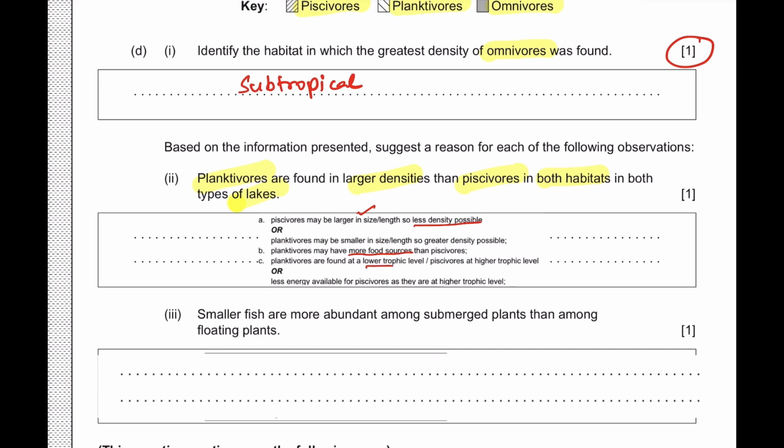Planktivores at a lower trophic level or higher trophic level, you can talk about that. So general information: less energy available, because piscivores are the next trophic level, so being the higher trophic level, less energy is available, so less number. So the first point that comes to mind, I think, is the theory part as well, after getting the information of the eating habits, and then other things also can be correct.